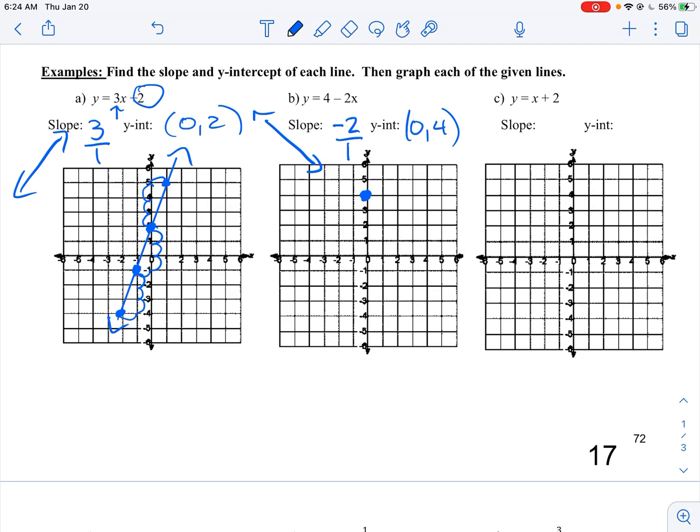Now remember that this says -2, so it doesn't matter if I go up or down. If I was to go up, I just need to remember this is a negative slope, so I have to come to the left. If I'm going down 1, 2, I need to go to the right because I need to make sure that this slope is going in a negative direction. Down 2, over 1. Down 2, over 1.